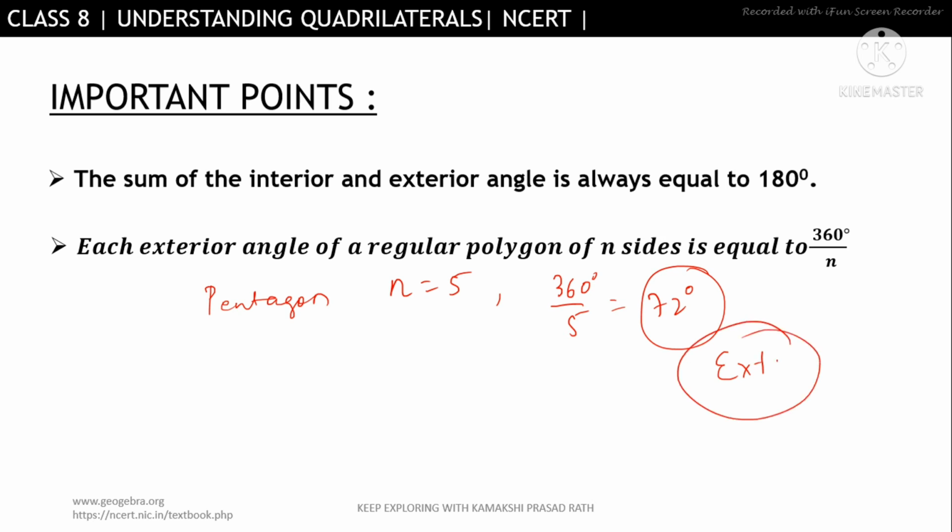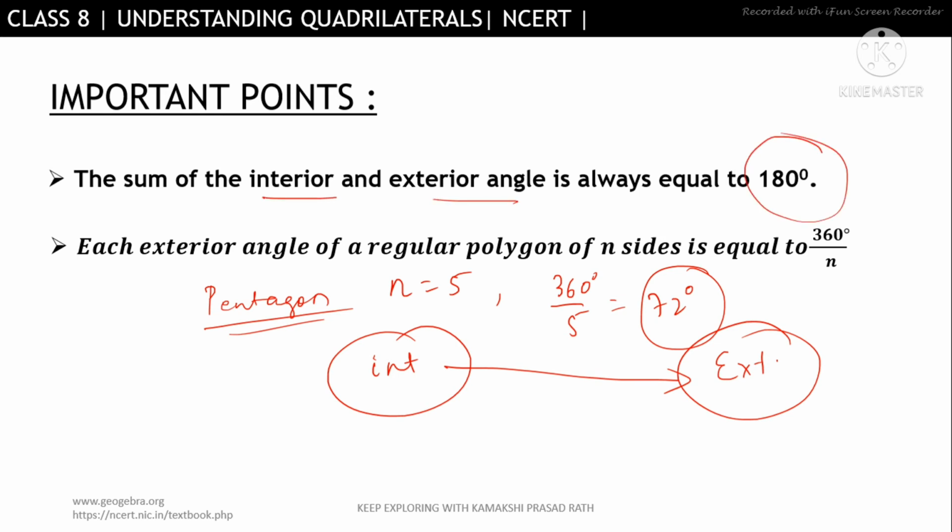And remember all the exterior angles will be equal. Why is it equal? As we know, for a regular pentagon or a regular polygon, interior angles are equal. And since interior angles are equal, the exterior angles are always equal. As we know, the relation between interior and exterior is that their sum is always 180.